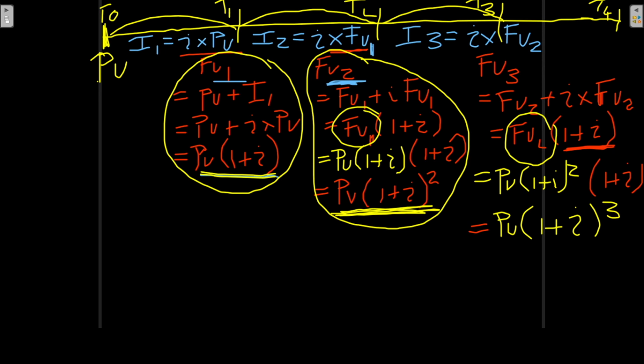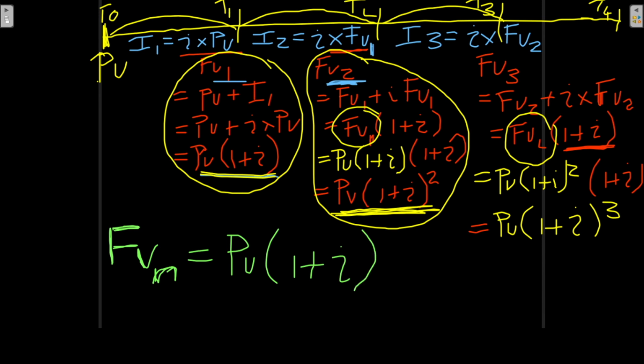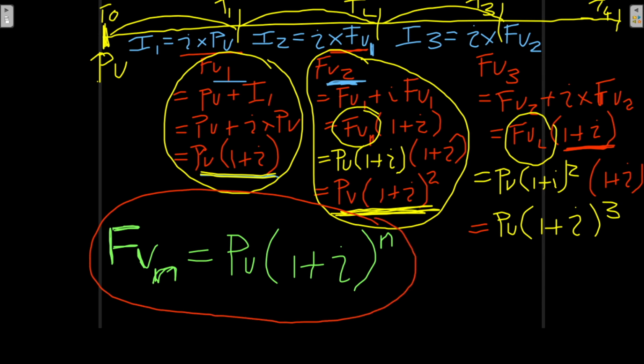So we can now write it in general. I think you will be able to see the pattern here. So we can say that in general, the future value at time point n is equal to the present value times 1 plus the interest rate to the power n. And this is then the general formula for compound interest. This formula is very important. We're going to use it over and over again.